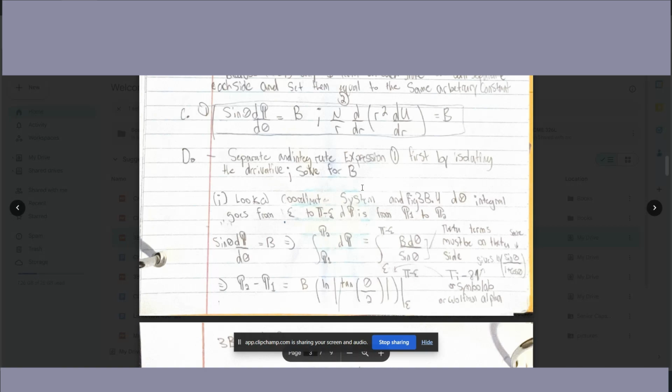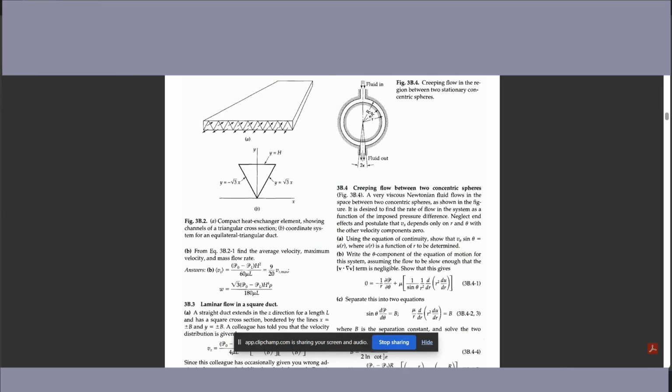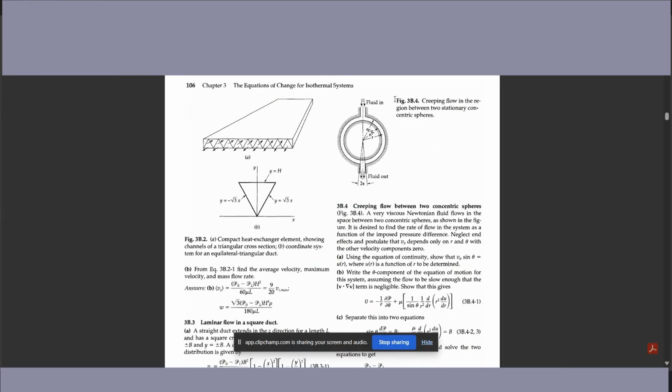Look at the coordinate system and figure 3B.4. The d theta integral goes from epsilon to pi minus epsilon. Again, this here is epsilon, this coordinate here is epsilon. So it's going from pi up here, this is pi, to pi minus epsilon here. And this is not part of the coordinate right here. So from pi to pi minus epsilon.